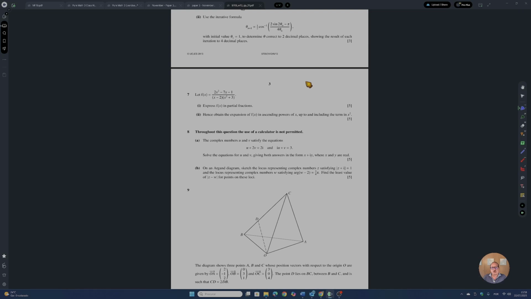And so we'll beat this one. Winter 13, paper 31, question 7. You have the function, express f of x in partial fractions. What type is this? This is type 2 as well, right? Order 1, order 2. So it's going to be a over x minus 2 plus bx plus c over x squared plus 3.